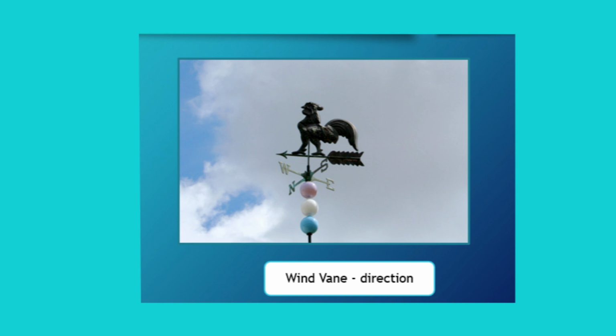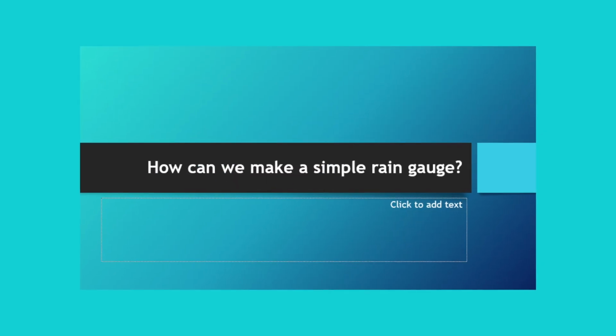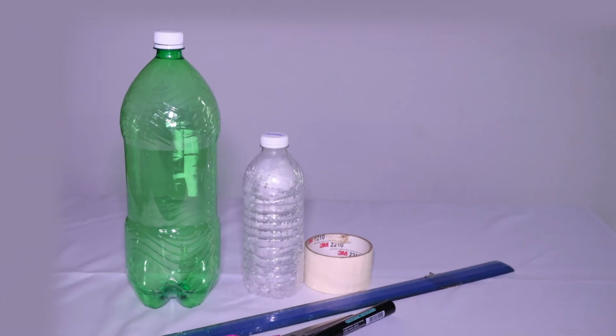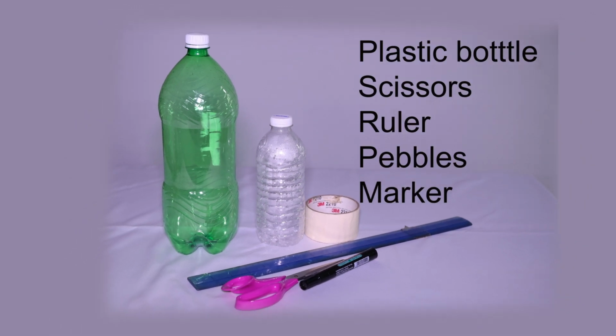All right, so let's get into our lesson for today. How can we make a simple rain gauge using everyday materials? All right, so what are some of the things that we will need? Now look at the picture and you will get an idea of some of the things that we'll be using today. So nothing fancy, simple plastic bottle, right? Of course, we would need our scissors to cut, a ruler, right? We're going to use some pebbles to stabilize the bottle, and of course, we should have a marker to mark off the distances.